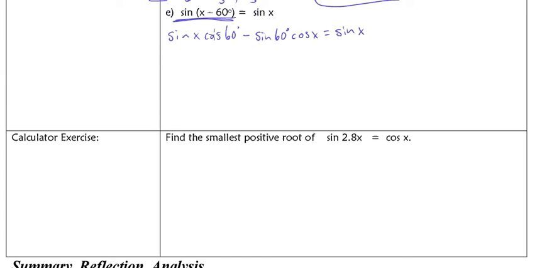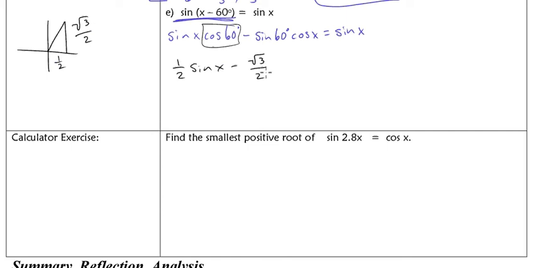From there, what is cosine of 60? Well, we can sketch that out. So 60 degrees, that's going to be 1/2. So 1/2 times sine of x minus, now what's sine of 60? Well, that's going to be the square root of 3 over 2. So the square root of 3 over 2 times cosine of x equals sine of x.